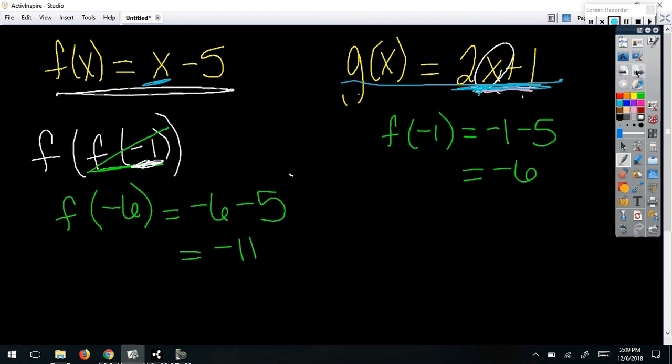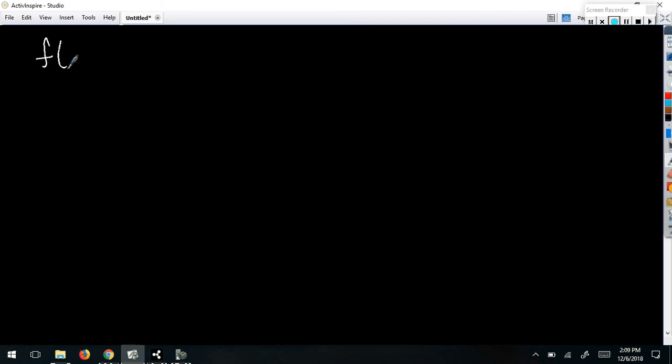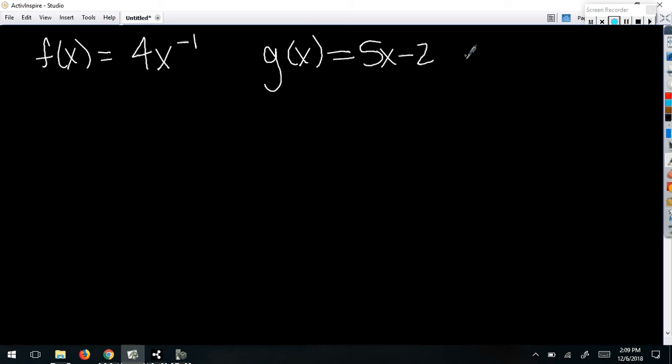Let's say f of x is 4x to the negative 1. Let's say g of x is 5x minus 2. And let's say h of x is x squared plus 1. Y'all ready for this? Sure you are. I have confidence in you.